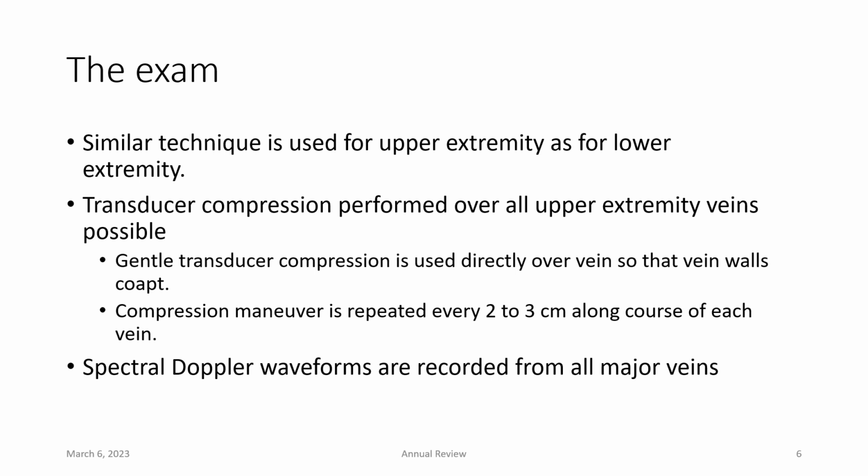We do use transducer compression performed over all upper extremity veins. That pressure, as compared to when we're doing a lower extremity venous, has to be a little bit more gentle usually because of their more superficial nature. So it's easier to collapse or coapt those vessels of the upper extremity in most patients than it is in the lower extremity. And sometimes if we can't find a vein, it's simply that we have it compressed and would have to release some of that pressure. And just like the deep venous assessment, we're going to want to compress those veins every 2 to 3 centimeters along the course of each vein to ensure that there is no thrombus that we could be missing.